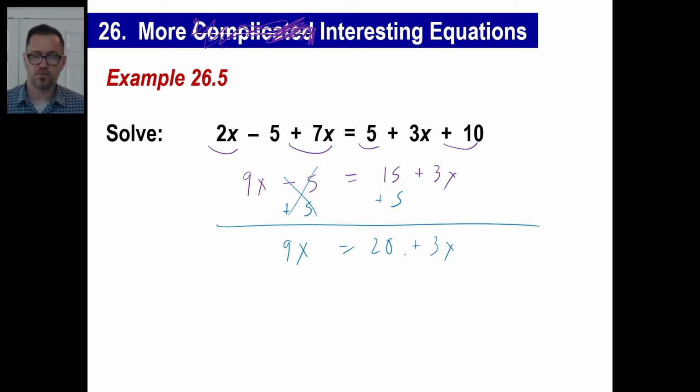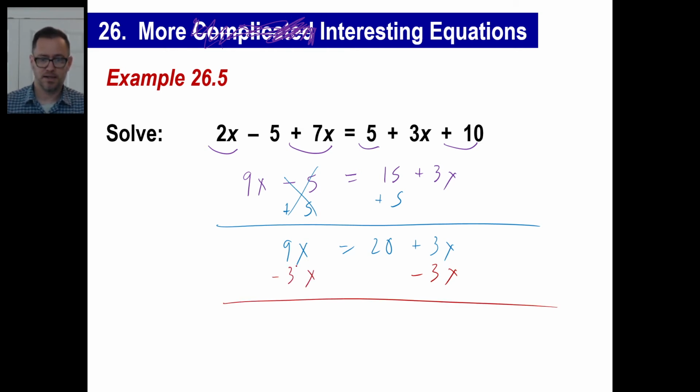Well, I don't want no 3x over there. So I am going to hack out that 3x with a nice gory negative 3x in red. Okay, here we go. Negative 3x. Yoink! 9x minus 3x is 6x. That's gone. I got a 20.